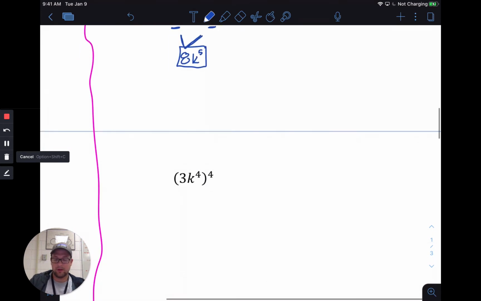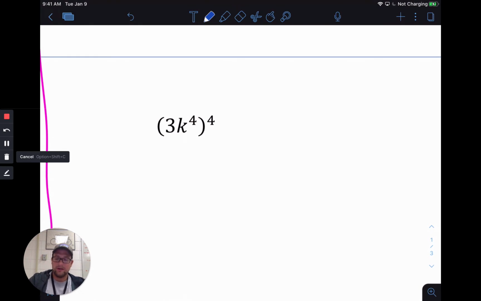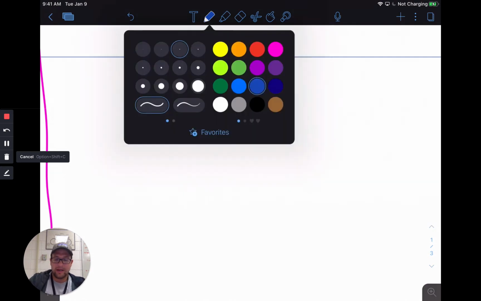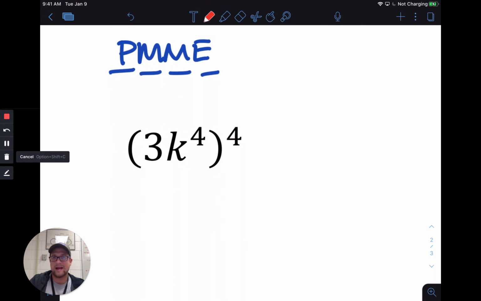Let's look at the problem below that. In this problem, again, we see that we have parentheses. If you remember back to the last video, we were talking about PMME. Parentheses, mean, multiply, exponents. When you see parentheses, that is a telltale sign that you are going to be multiplying exponents together. Now, before you can just jump in and get going, you got to make sure everything inside the parentheses there has an exponent. The k has an exponent, but the 3 does not. So we're going to give the 3 an exponent of 1.